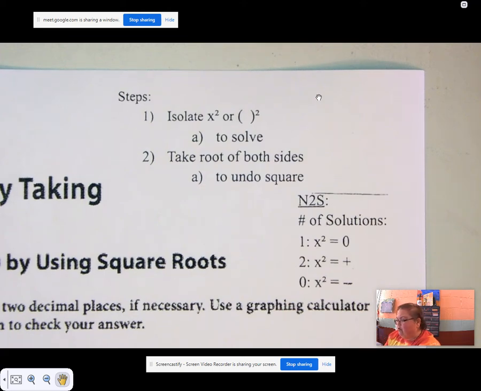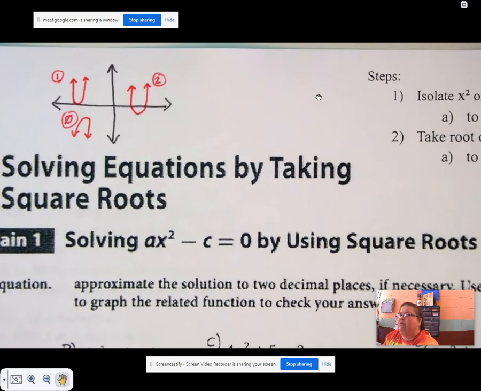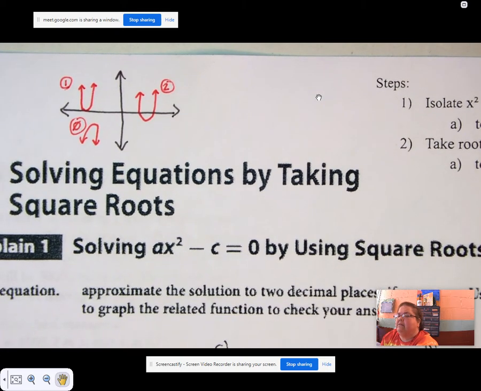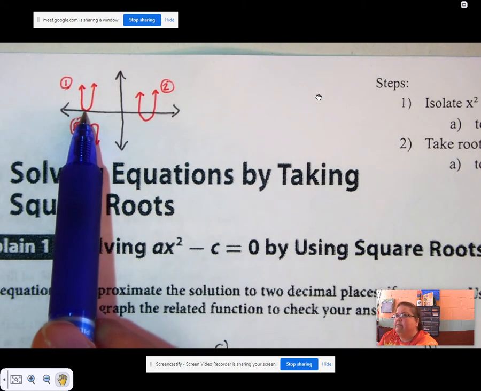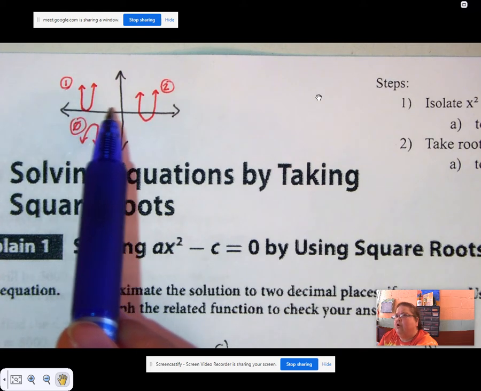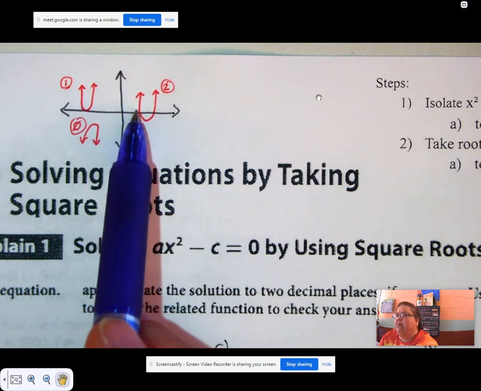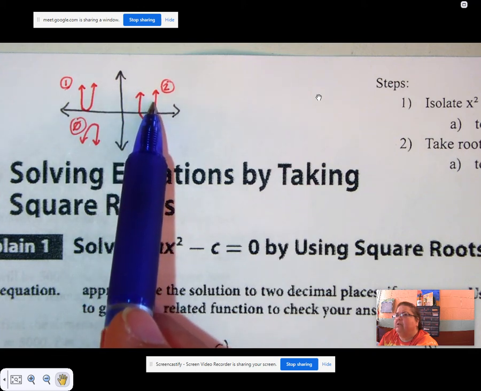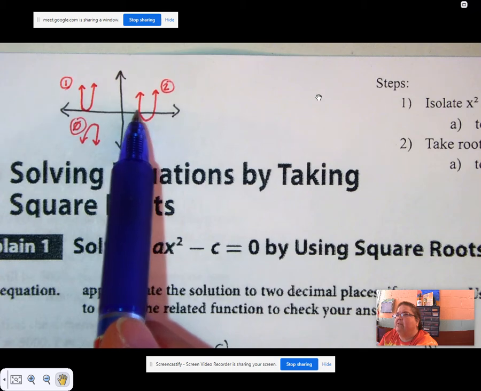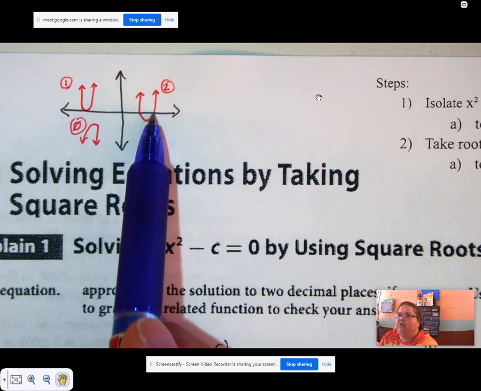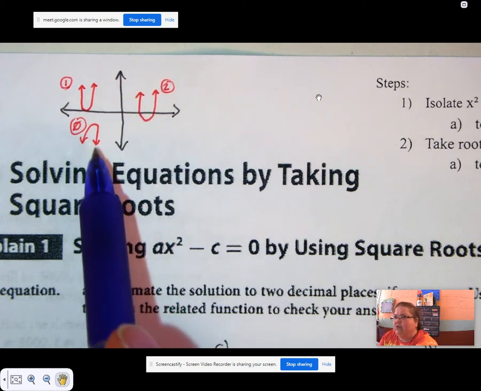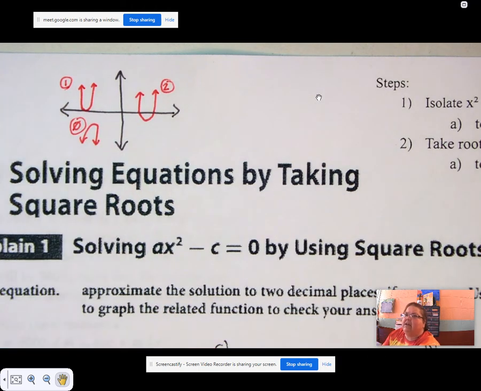The number of solutions has to do with where it intersects the x-axis. One solution means it's intersecting the x-axis at the vertex. Two solutions means my parabola, or my quadratic function, is intersecting the x-axis twice, which means it's going to go below it or above it, depending on which way it opens, right? But I'm going to intersect the x-axis twice. And if I have no solutions, it's not intersecting or touching the x-axis at all, just as a reminder.